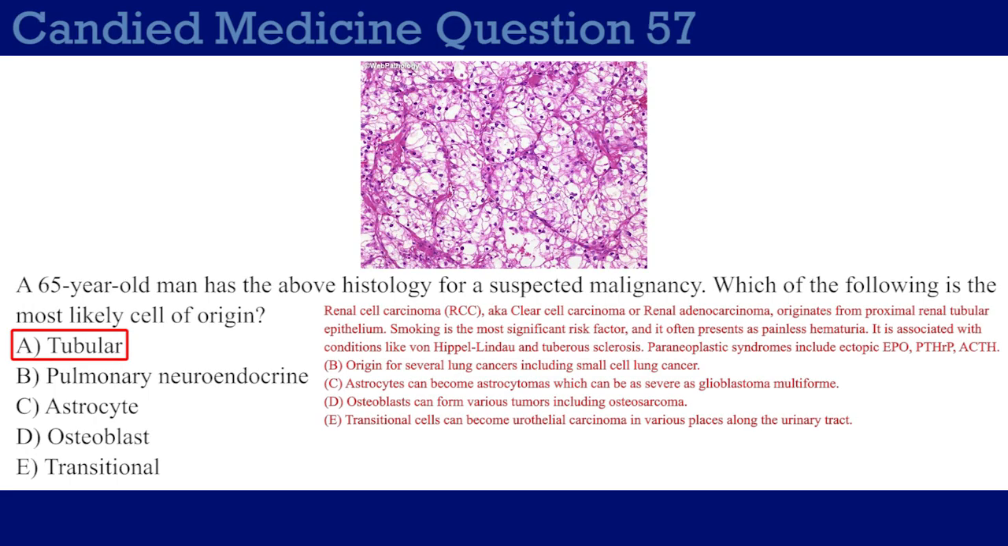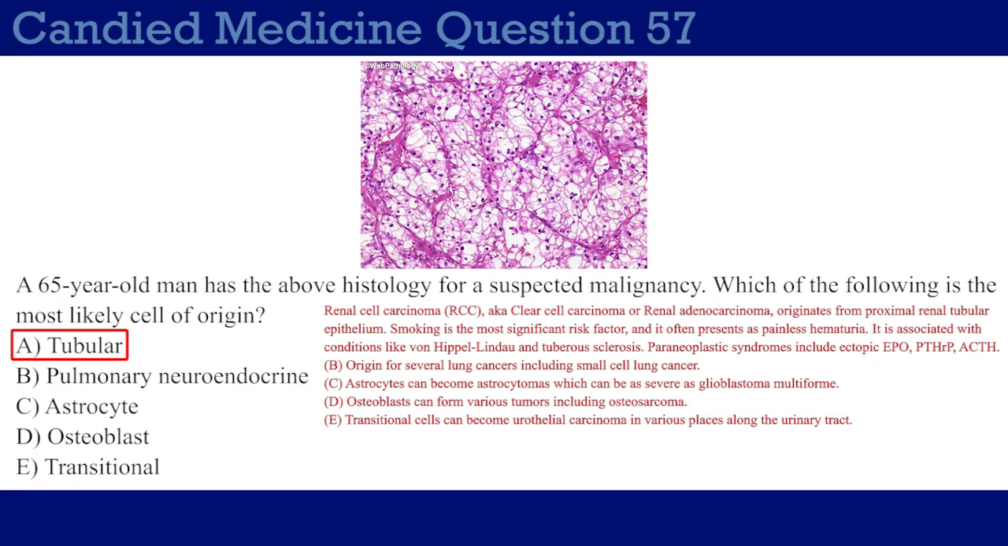I mean, RCC, quite a bit we can talk about. Smoking is the most significant risk factor. Oftentimes when it presents in a question, it'll just be painless hematuria. And if they're nice, they'll tell you that they found a mass on a kidney. It's associated with some systemic illnesses, von Hippel-Lindau, tuberous sclerosis. Paraneoplastic syndromes is another thing they really like testing.